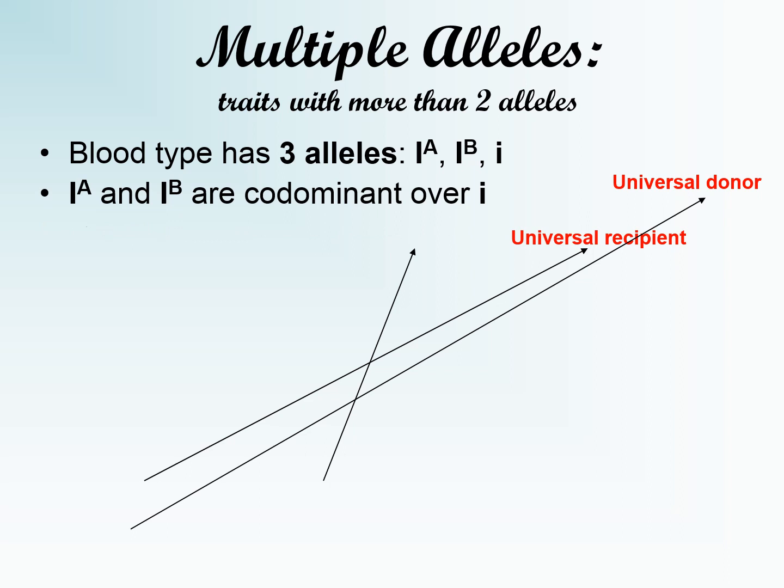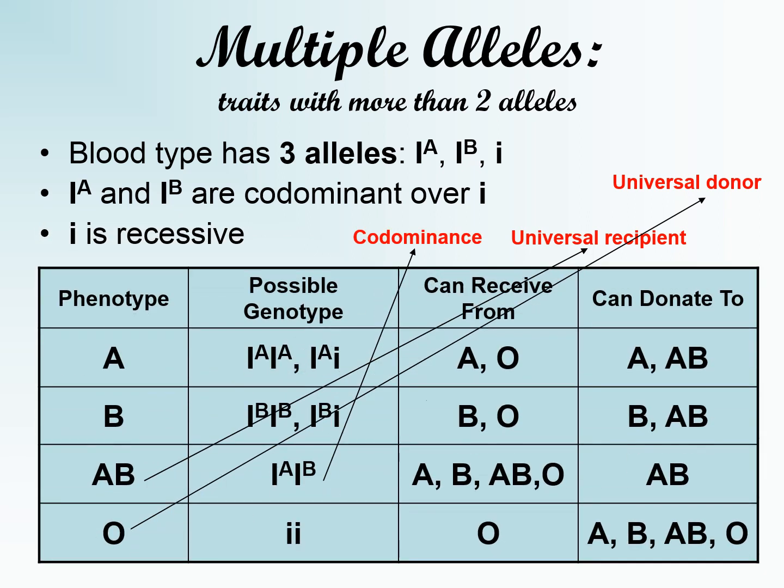Now, I just want to show you something here. I'm just going to click through until I get the chart here. So again, blood has three types of alleles: big I A, big I B, little i. And then big I A and big I B are going to be codominant over i. i is recessive. So remember, my phenotypes are my types of blood, A, B, AB, O. These are my possible genotypes.